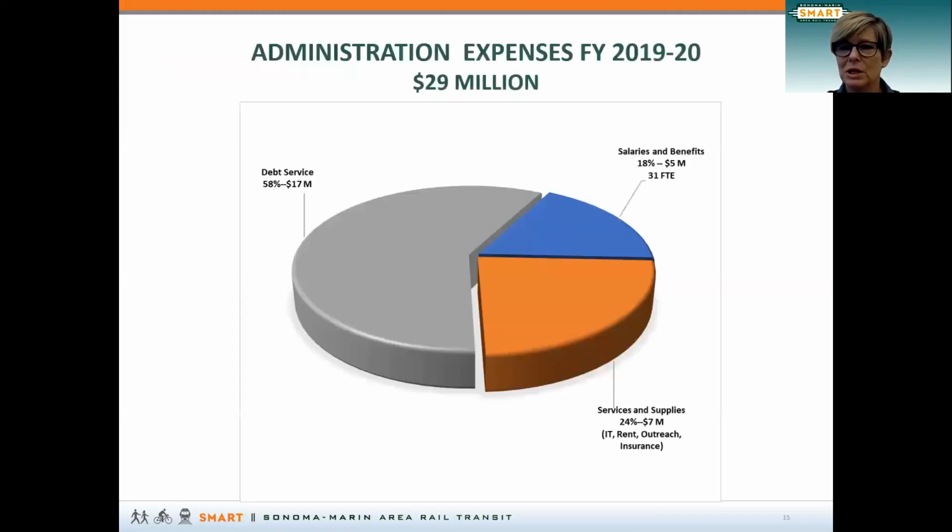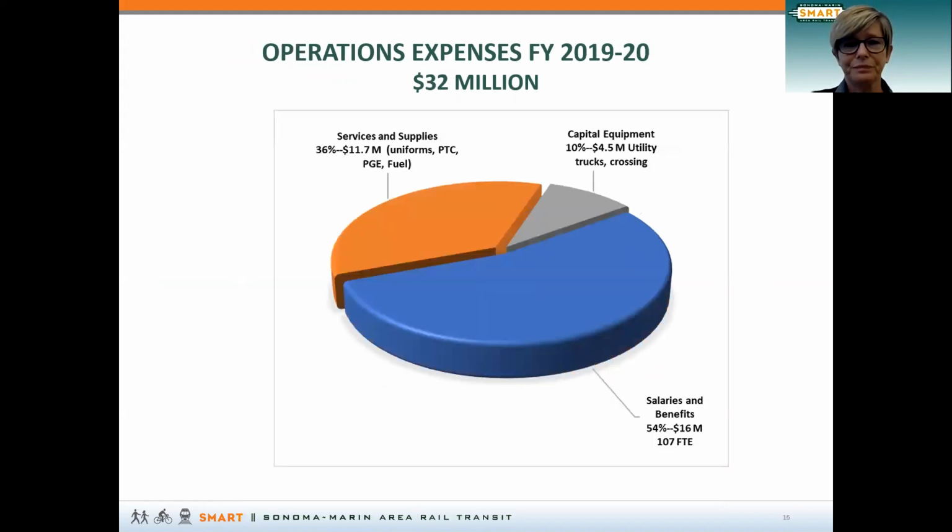Our administration expenses, you can see almost 60% is debt service. Again, the reason why it's so important for us to address it. Salaries and benefits are 18%, and our services and supplies are 24%. And it's a lot of fixed costs, things like IT to run Zoom meetings, the rent for our staff, our outreach costs, and a big chunk of that is for our rail liability insurance, which is very expensive.